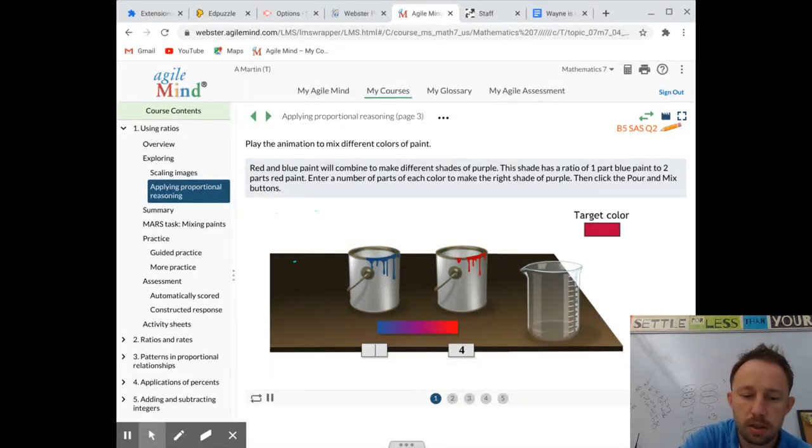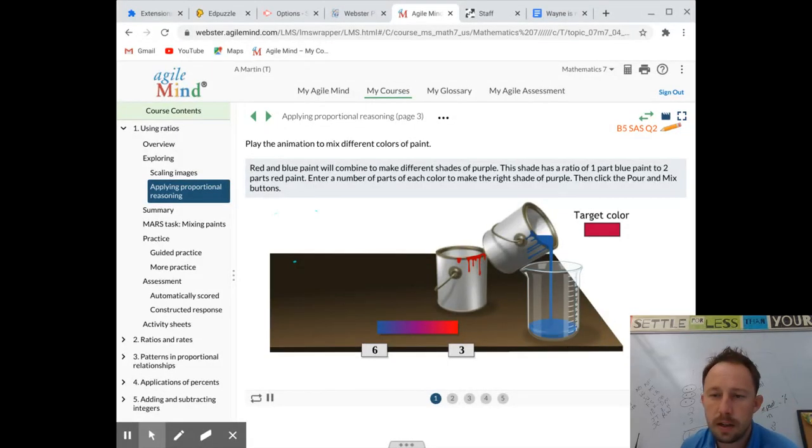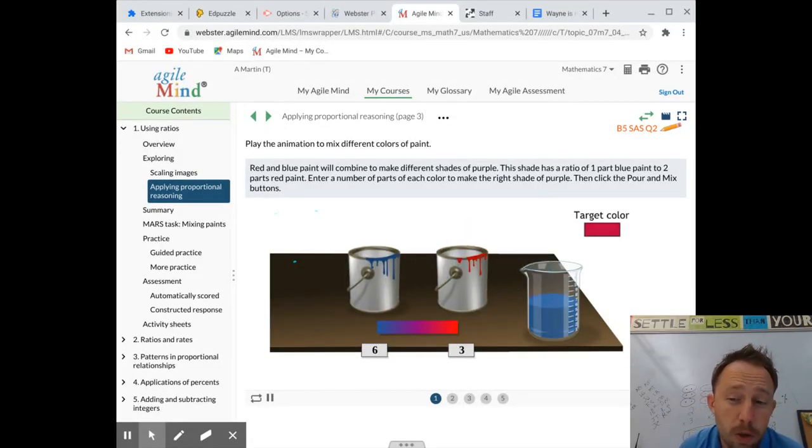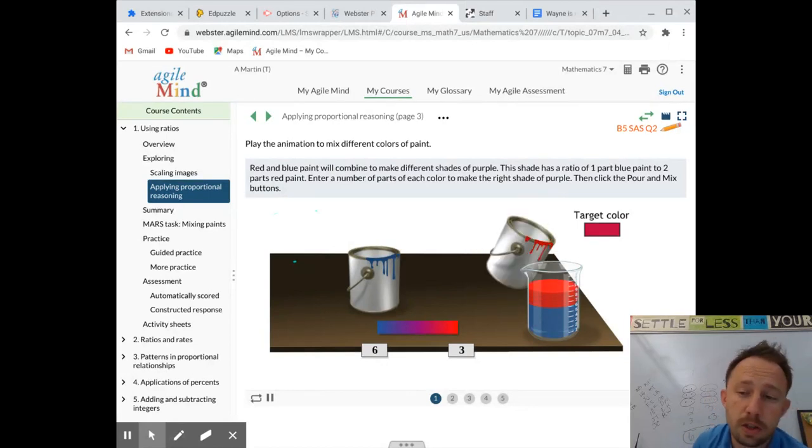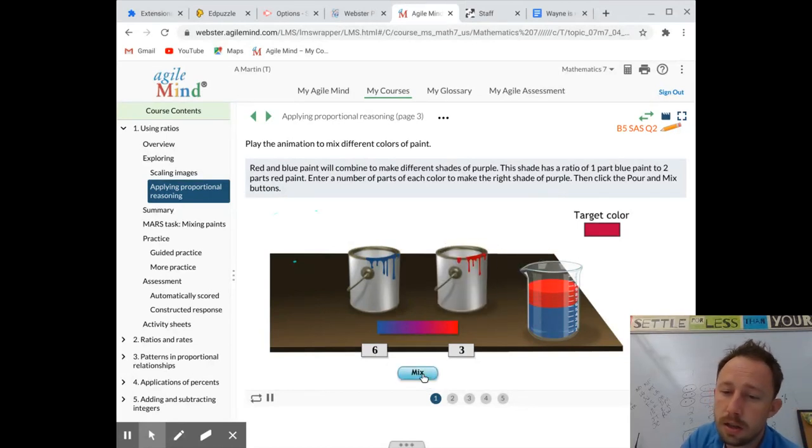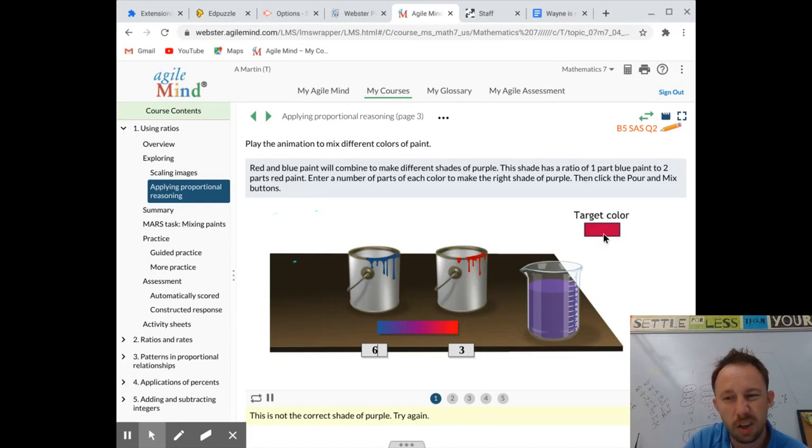All right, so let's try it. If we put 6 parts of blue to 3 parts of red, we're going to see if we get the same color. I believe that since we have so many parts of blue, what do you think is going to happen to that target color? I think the target color is going to stay the same, but the paint that we mixed, what do you think? You think it might be lighter? I think it might be a little darker. Let's see what happens. Isn't that a little darker than this one?